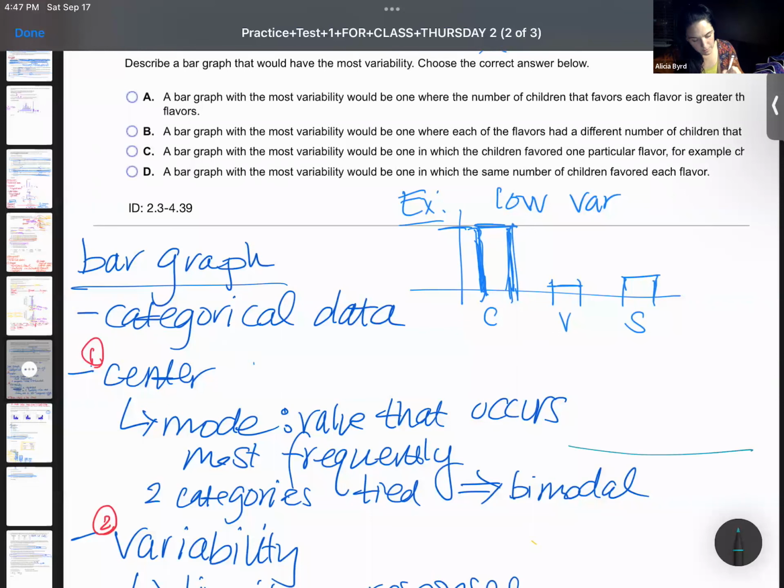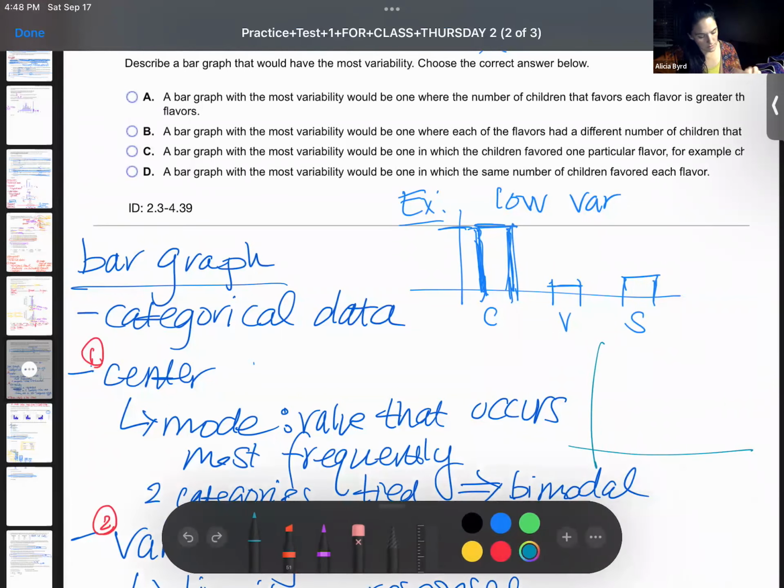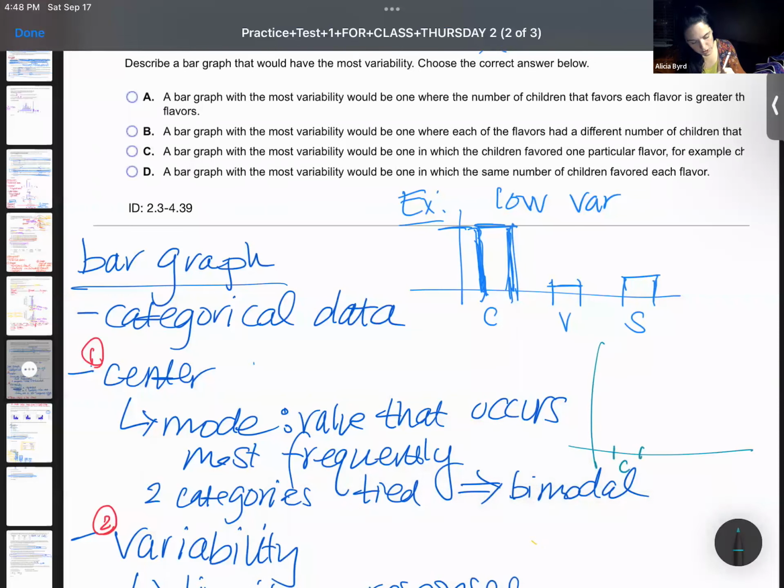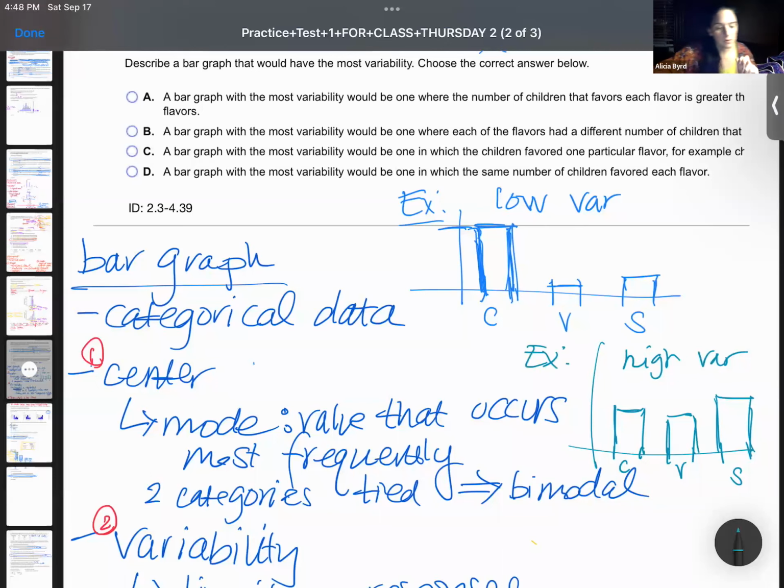For the high variability, we'll have kind of the same thing. That's my chocolate, that's my vanilla, that's my strawberry. Order really doesn't mean anything; I just made it up. See that people like lots of them, and they all are relatively the same. There's not a lot of agreement in these answers; people are kind of evenly split amongst them. So that would be high variability, with no general agreement between them.